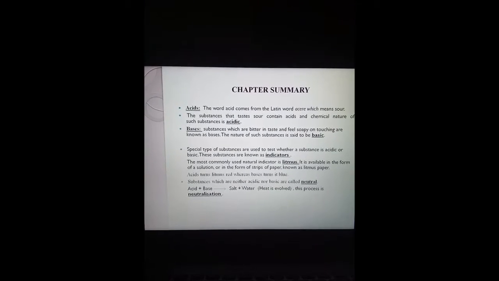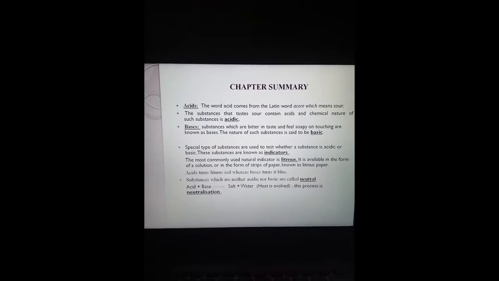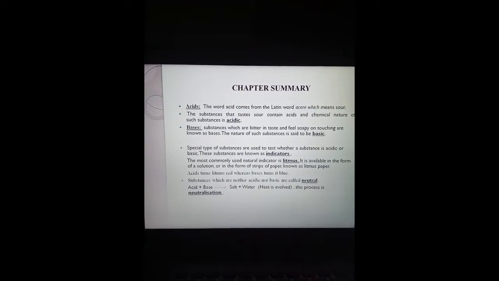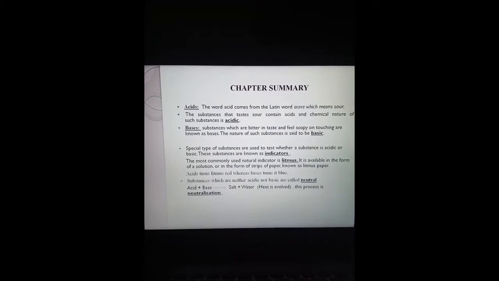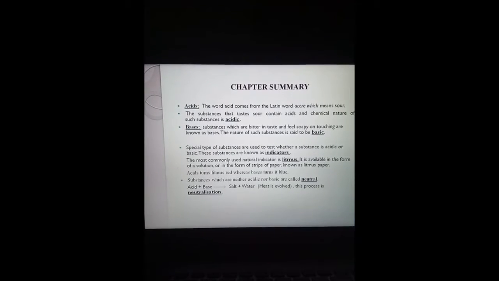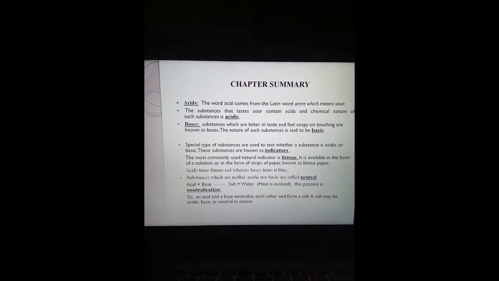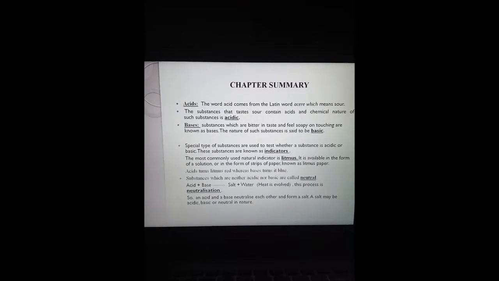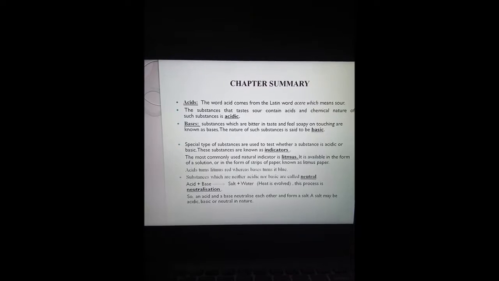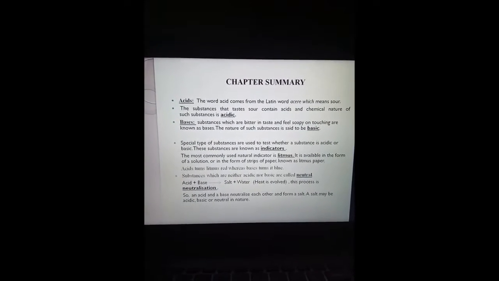Now, if we add acid and base, the result will be salt plus water, and heat will also be evolved. This process is known as the neutralization process. So an acid and a base neutralize each other and form a salt. A salt may be acidic, basic or neutral in nature. So this is the chapter summary. Let's move to the exercises.